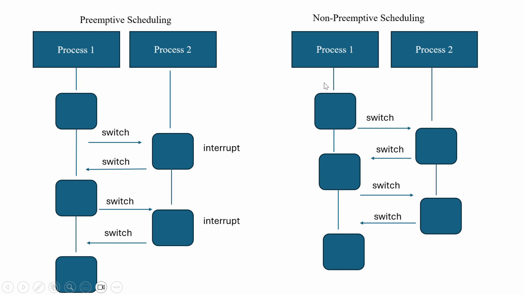Whereas for the non-primitive, it is also the same for switching from one to one. Whereas for the primitive, we have the interrupts in between the two different blocks when we switch from one state to another. So this is a basic difference between primitive scheduling and non-primitive scheduling.